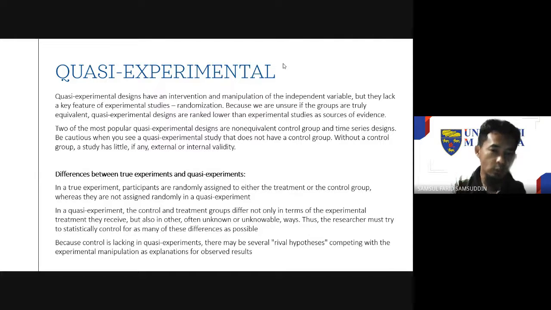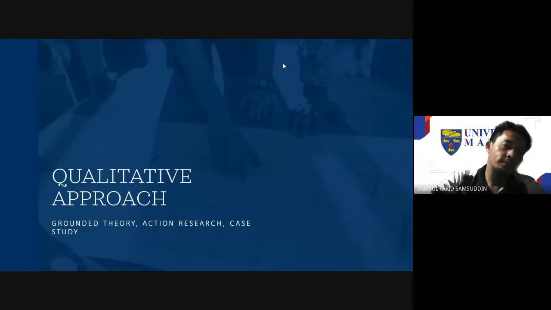And because control is lacking in quasi-experiments, there may be several rival hypotheses competing with the experimental manipulation as explanation for observed results. Okay, so tadi this one is quantitative, and this one qualitative.